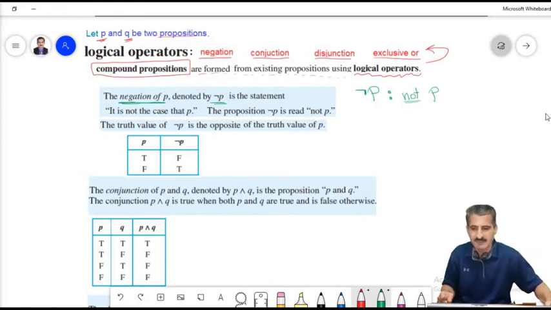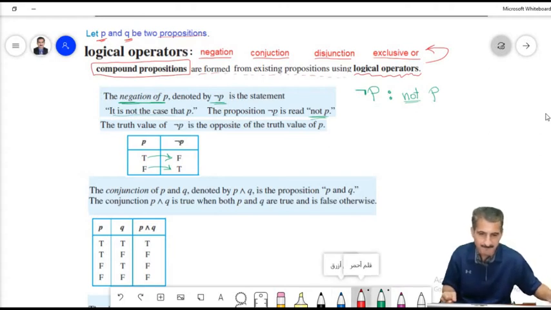So it means it is not the case that P. So proposition not P. It is written not P, and the truth values are as follows. If P is true, then the negation is false, and if P is false, then the negation is true. So this is the negation.